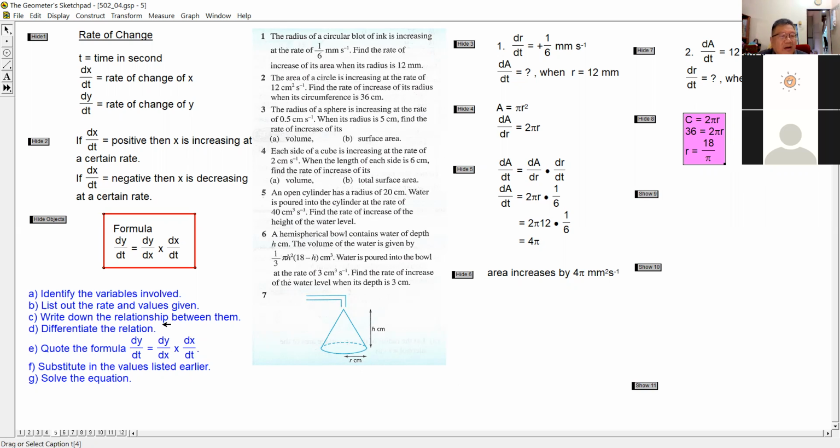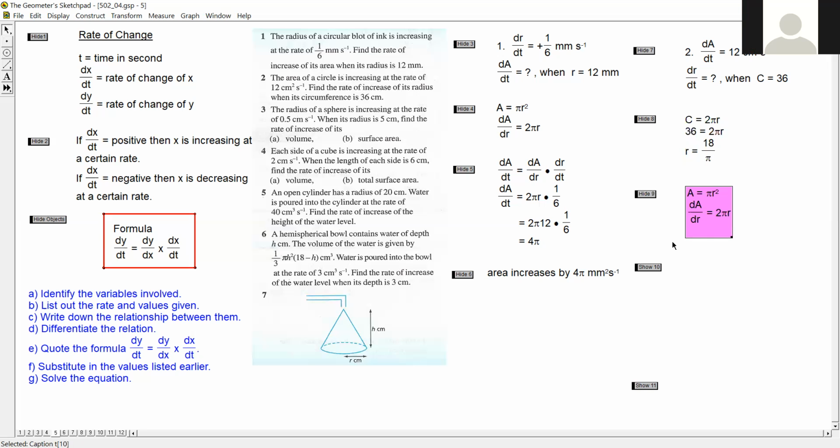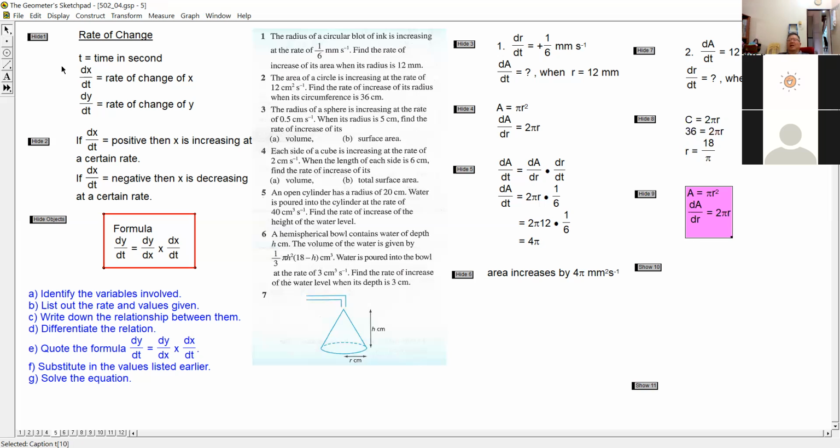Not differentiate the r. Write down the relationship, then differentiate the relationship. So what is the relationship here? Same as the previous question. The relationship between the variables A and r. A equals pi r squared. Okay, so from here, what is the next step? You differentiate A with respect to r. That is, dA over dr equals 2 pi r.